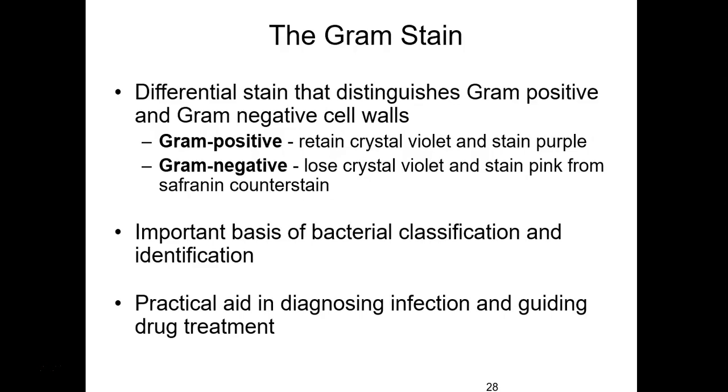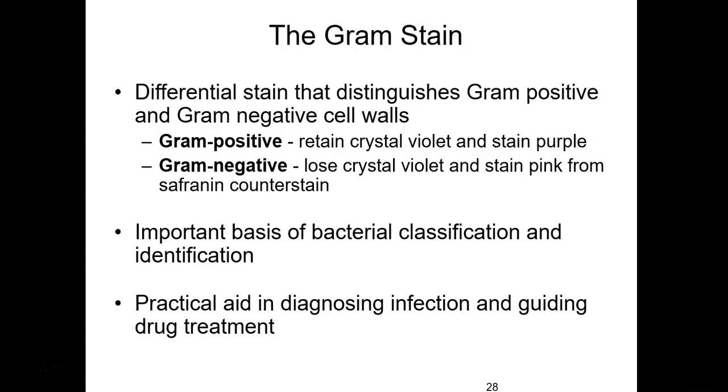Gram-negatives, on the other hand, have a peptidoglycan layer that is so thin that we can dehydrate it very easily and remove that crystal violet. No matter what the cell is, it's initially going to take up the crystal violet. But since the gram-negative cell wall is so thin, it's very easy to remove the crystal violet from that thin peptidoglycan layer. Once they lose the crystal violet and we add the counterstain, which in this case is called safranin, those cells are going to stain pink in color.